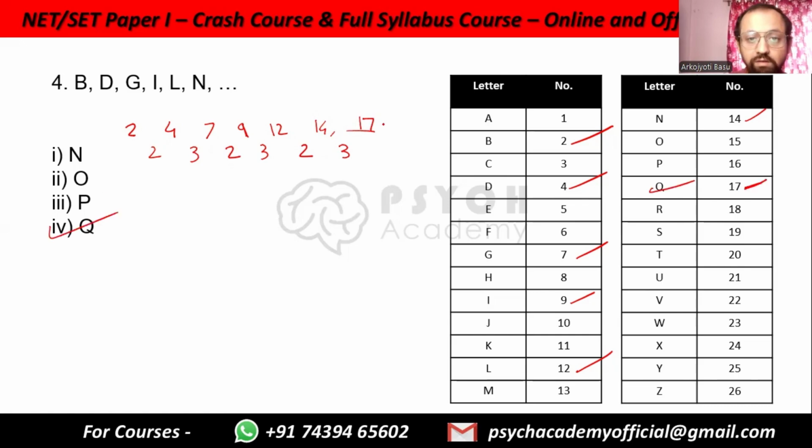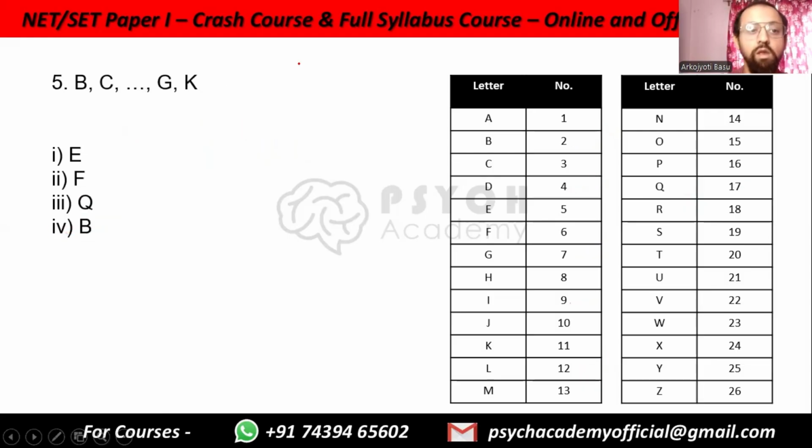We just made the letter series into a number series. We saw the increase. 2 plus 2 is 4, 4 plus 3 is 7. 7 plus 2 is 9, 9 plus 3 is 12. 12 plus 2 is 14. So 2, 3, 2, 3, 2. Then it will be 3, 14 plus 3 is 17.